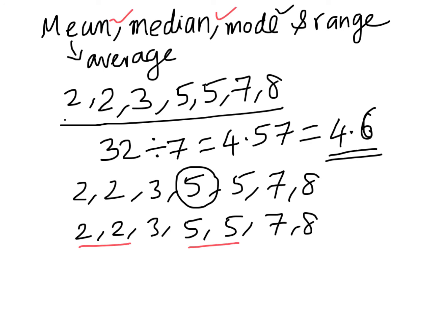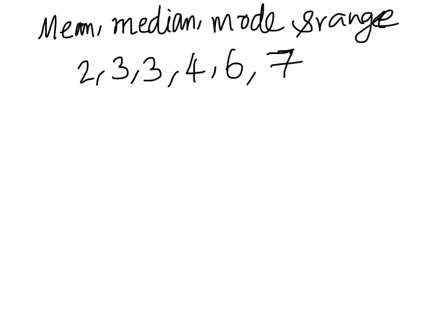Finally, what is the range of this data? Range is the difference between the smallest number and the biggest number. So in this case, 8 take away 2 gives you 6. So the range equals 6. So we know all these terms for this set of sample. Let's have a look at another one very quickly. Here is another set to familiarize ourselves with these terms: mean, median, mode, and range.